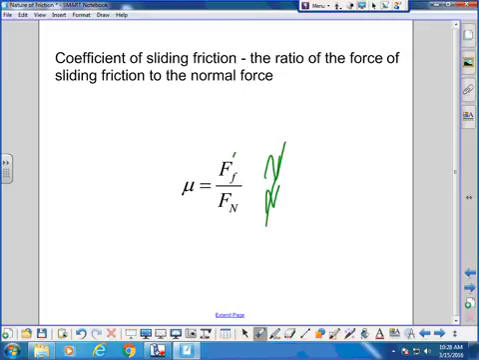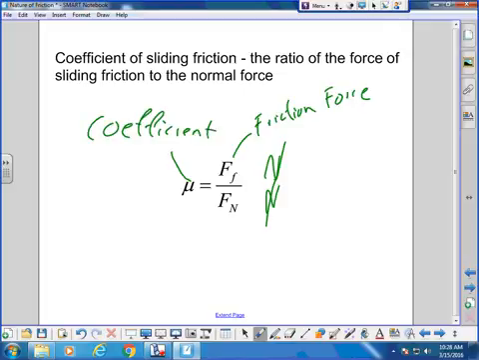Note that this is the friction force, and this is the coefficient. Did I spell it right? Coefficient.